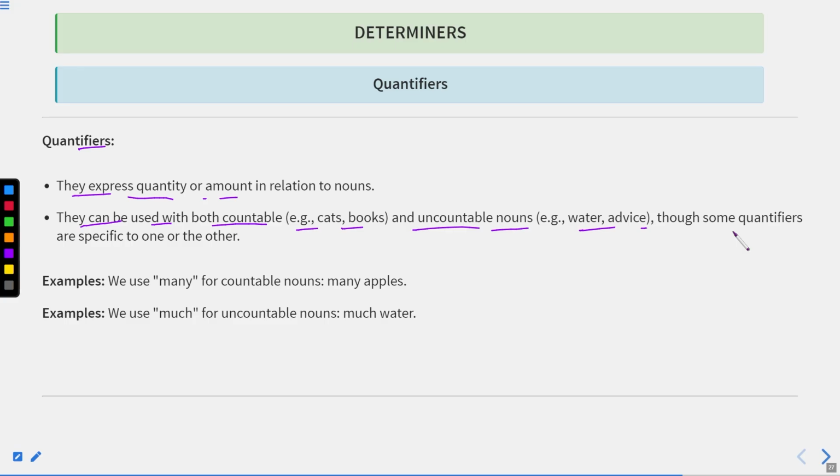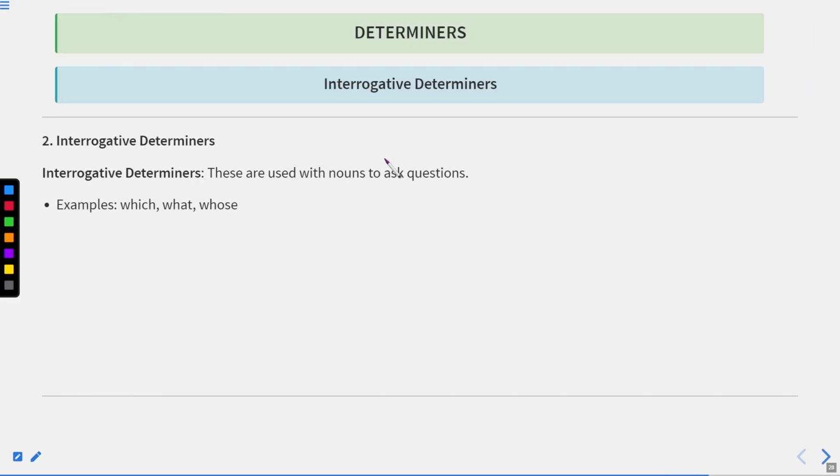We use many for countable nouns like many apples, whereas we use much for uncountable nouns, that is much water. And this one is very, very important. Always remember one thing, students, that many can only be used with countable nouns and much with uncountable. I can say much water, much milk, but I cannot say much students. However, I can say many students, but I cannot say many water. So this is the concept based on the number of nouns. Now let us move to the next one.